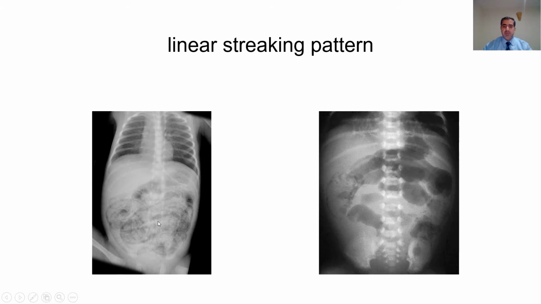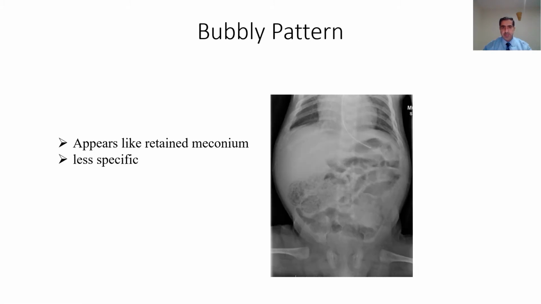Here you can see in both slides the linear streaking pattern, how it looks like. You can see linear pneumatosis intestinalis here, everywhere, and you can see it also here. These are clear findings of linear streaking pattern. While the bubbly pattern appears here like retained meconium, it is actually a less specific sign, but still you can see here in the right lower abdomen, it is a bubbly appearance of pneumatosis intestinalis.